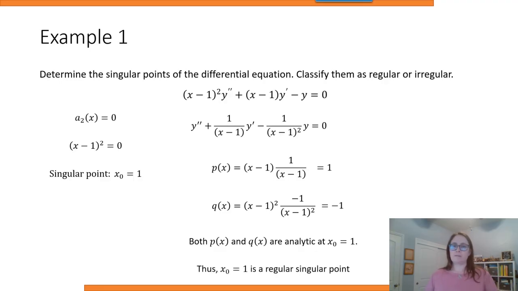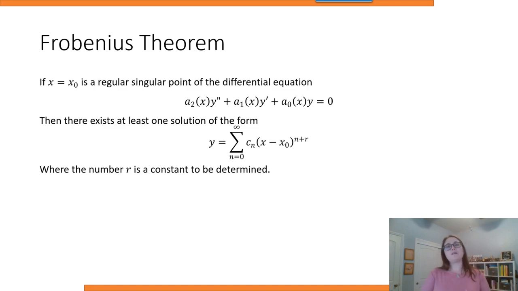If I had gotten something like 1 over x minus 1, for instance, for either p of x or q of x, then it wouldn't be analytic there. I have that discontinuity in the denominator, and that would have been an irregular point. Okay, so now let's see.